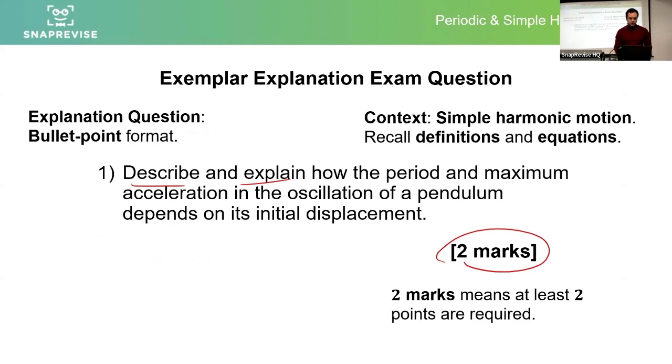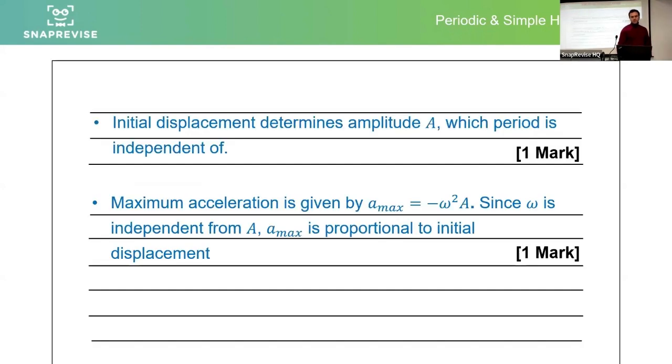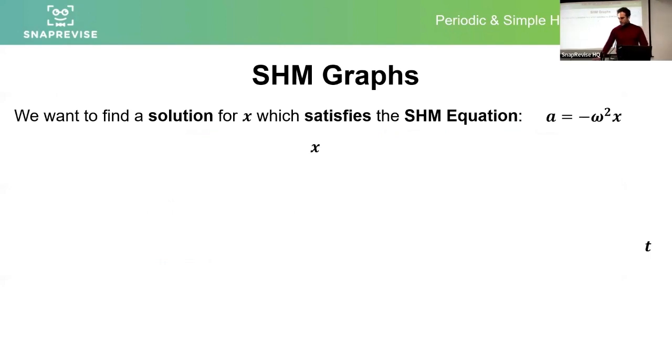So the period does not depend on the initial displacement, but the maximum acceleration does, because acceleration for all simple harmonic motion systems is proportional to displacement. So the maximum acceleration is going to be proportional to the maximum displacement, i.e. the amplitude. Okay, SHM graphs.